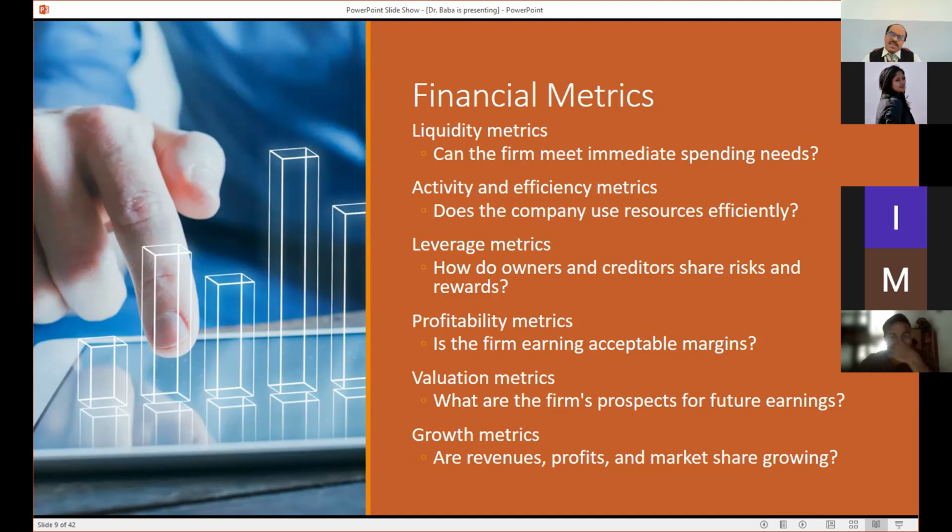If sales increase by 10%, how much will it be reflected in profit? That is the leverage. Dear students, these are all things you must know before giving the loan. Then the profitability: what is their profitability for each and every transaction? Then comes the future earnings. We can estimate whether the person is able to earn very good money in future.